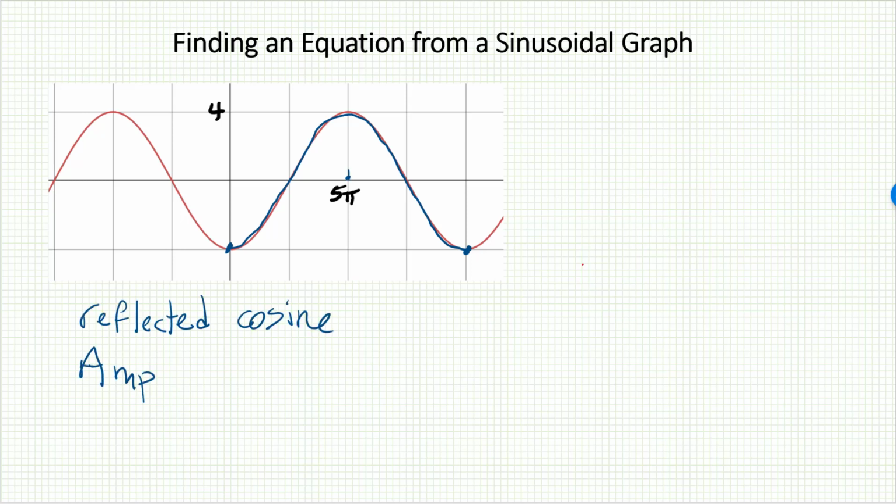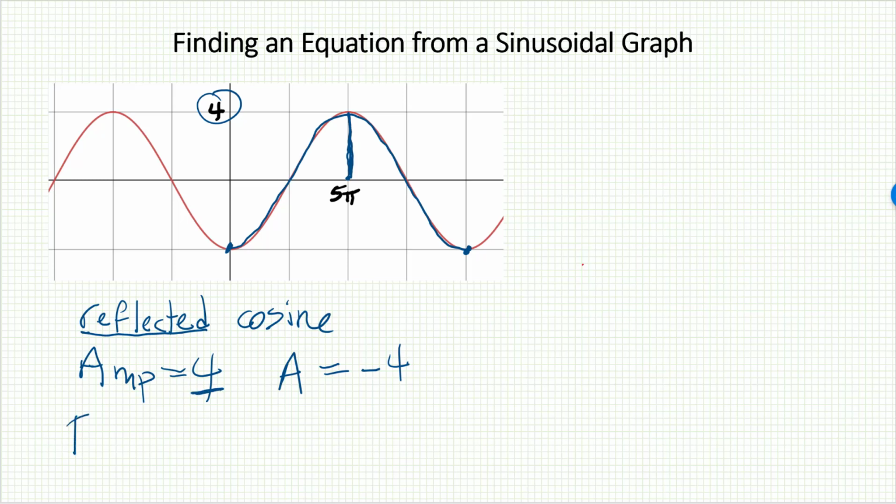Okay, how about the amplitude? Well, that's pretty easy to see. The distance from the midline up to the top is clearly 4. The amplitude is 4. Well, that means that the value of a in my equation must be negative 4. The negative because of the reflection, the 4 because of the amplitude.